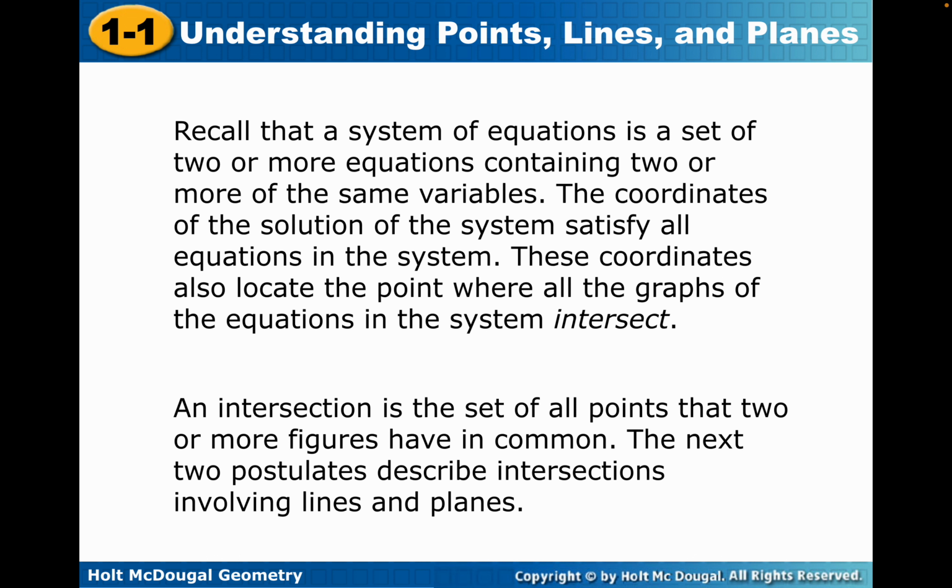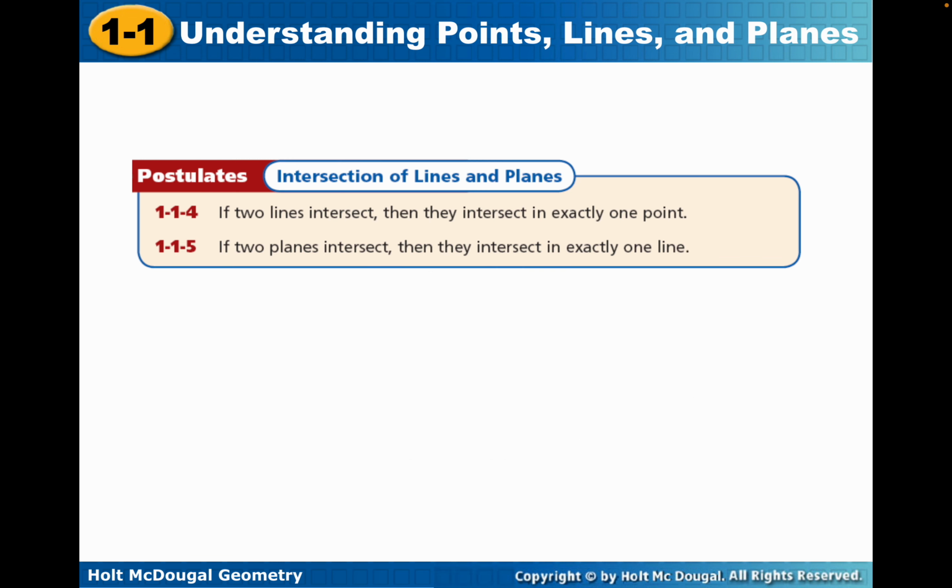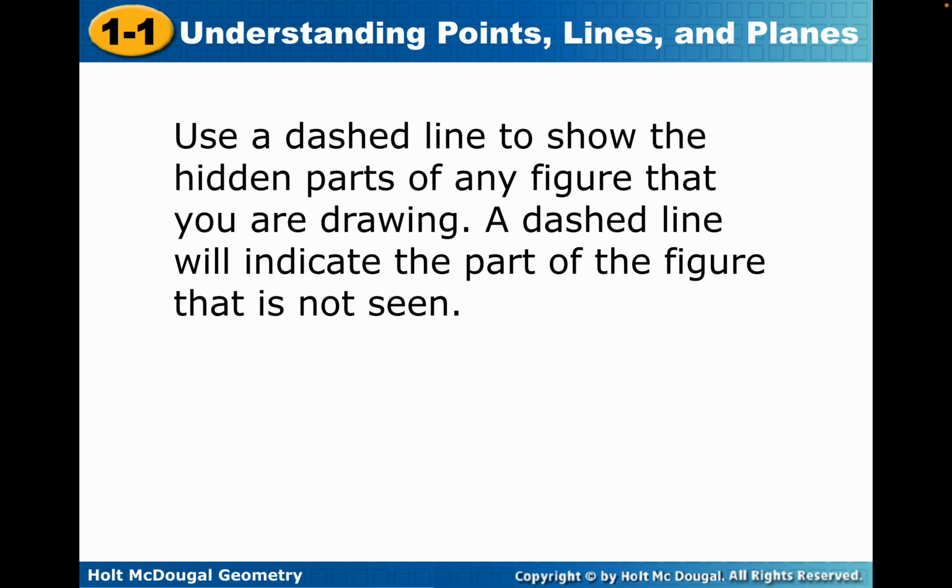Don't worry about writing this, okay? Just know what the word is, we're going to talk about intersect here and there. So just know that an intersection is the set of all points that 2 or more figures have in common. So here are just some postulates about intersection of lines and planes. If two lines intersect, then they intersect in exactly one point. If two planes intersect, then they intersect in exactly one line. Again, we do not have to prove these because they're accepted as true.